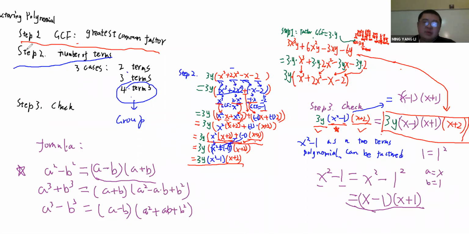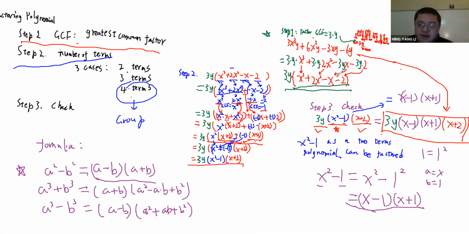To factor a polynomial, in general, we have 3 steps. The first step, you just check if you can find the good GCF, greatest common factor, which is this green part. We find the GCF and factor it out. Then we got here 3y times a long polynomial. Then step 2, we focus on the second part and see which case it is. It's a 2-term polynomial, or a 3-term polynomial, or maybe a 4-term polynomial.